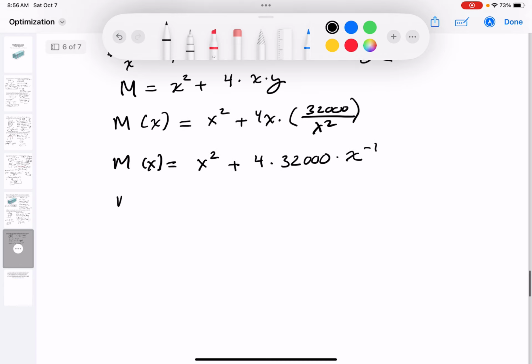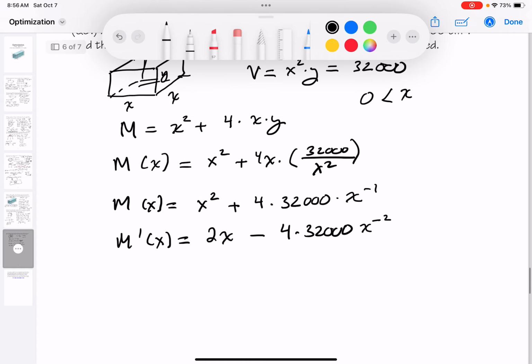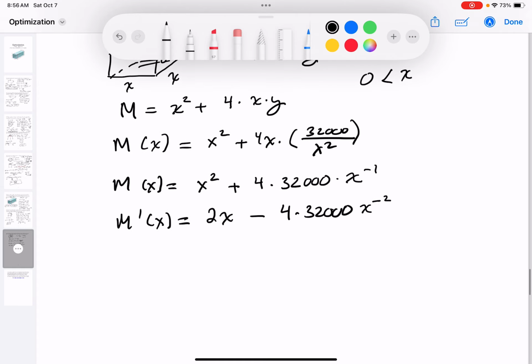So let's get the derivative over here: 2x minus 4 times 32,000 times x to the minus 2. You may wonder why I'm not multiplying that. It's not important because I'm not at the stage of getting a number at this point. My critical numbers have to be above 0. I know 0 is a critical number, but it's not in the domain of this problem because x can't be 0.